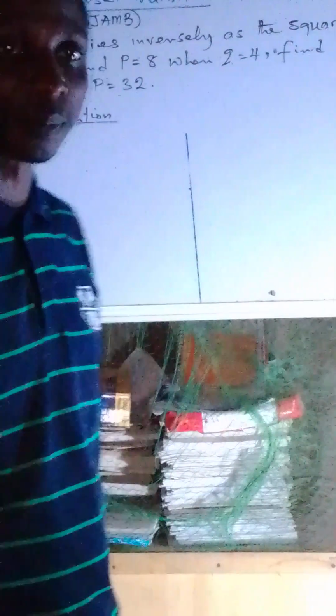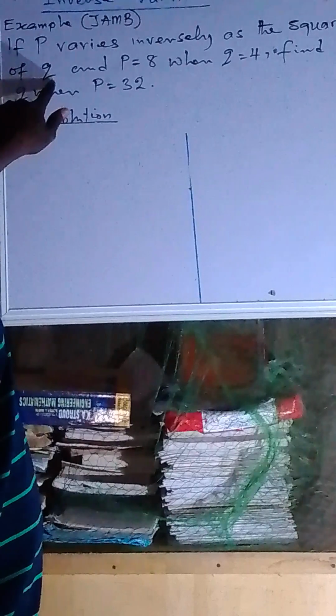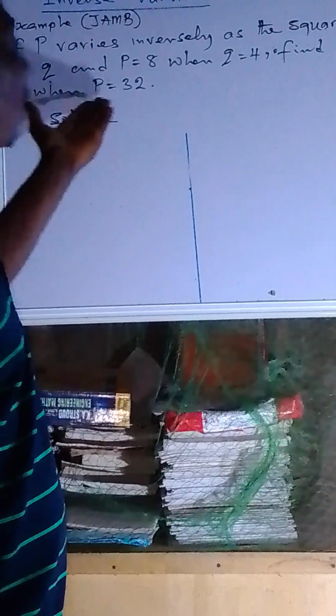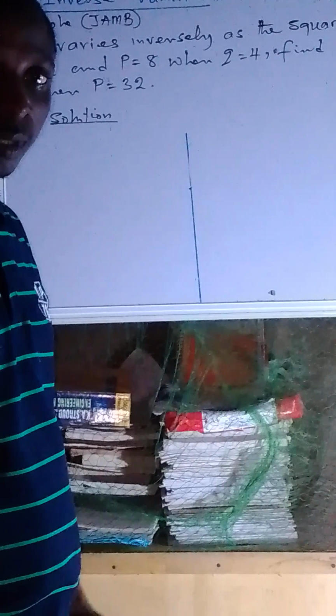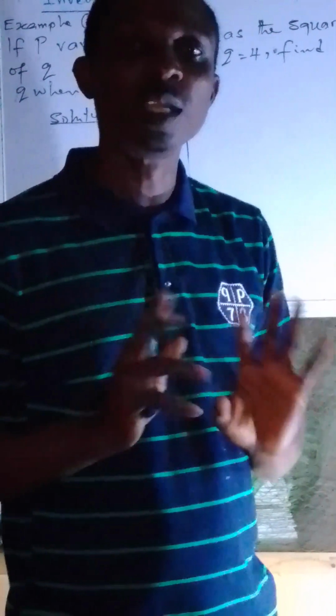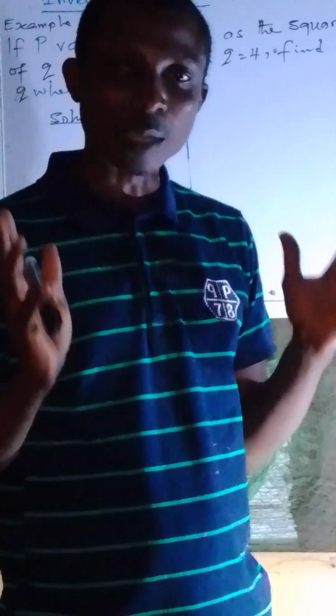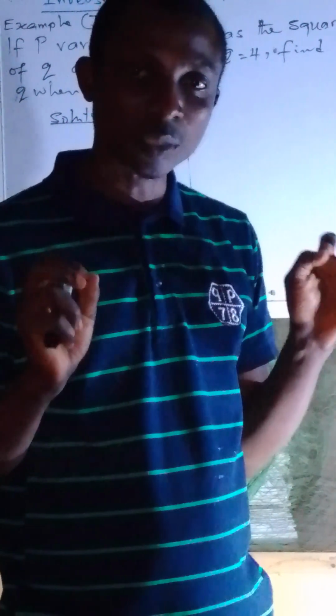Look at the question together. Now, if P varies inversely as the square of Q and P is 8 when Q is 4, find Q when P is 32. Now, to solve this problem, the first thing we need to do is to express that statement mathematically. So how do we do that?